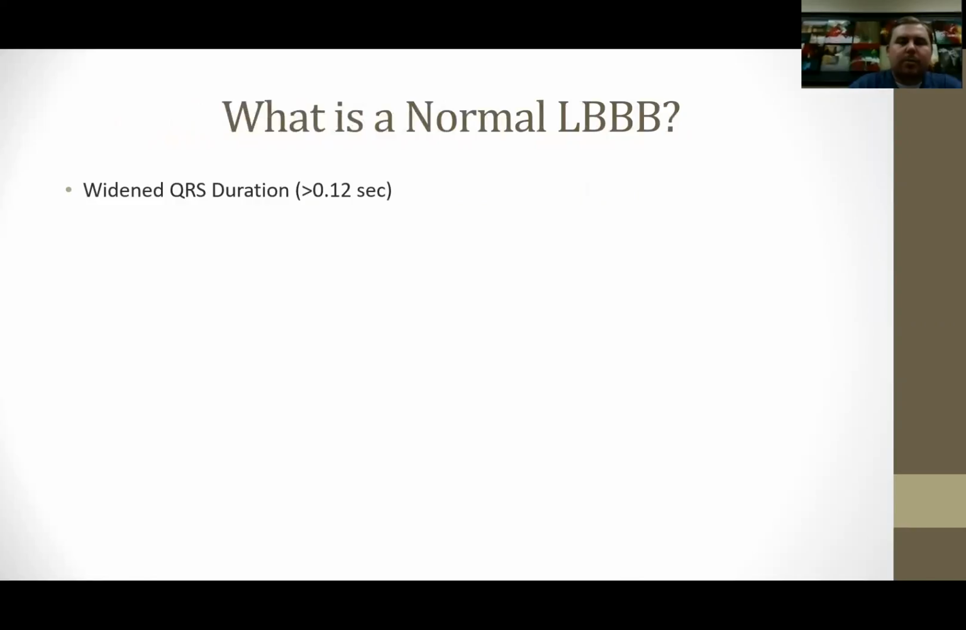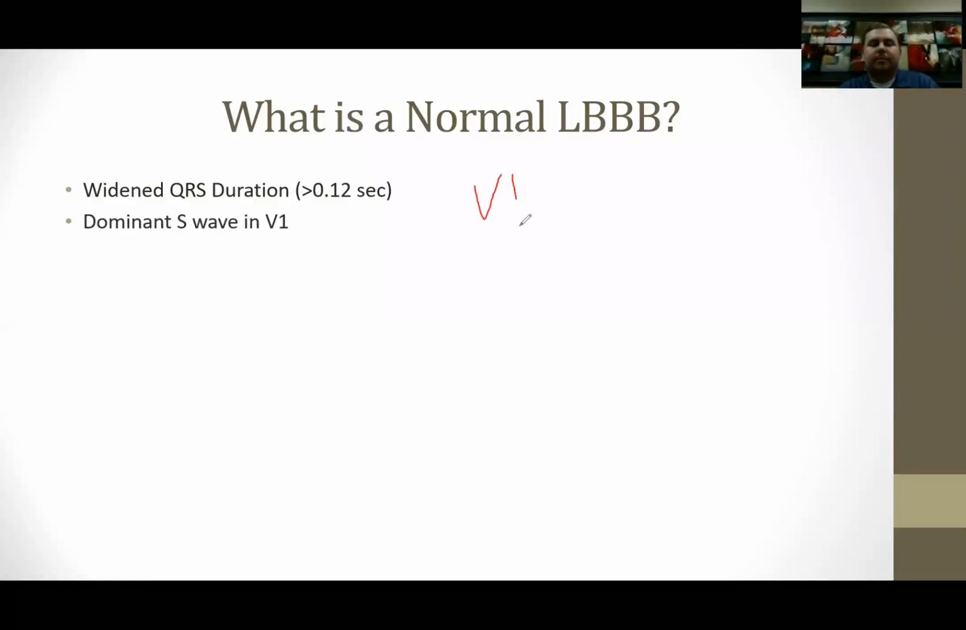So what is a normal bundle branch or a left bundle branch? That's whenever we have a widened QRS greater than 120 milliseconds or 0.12 seconds, which remember that's 3 little boxes wide. You're going to have a dominant S wave in V1, so that's kind of what people were taught in school. You have V1, you're going to have a wide QRS, and then your T wave.